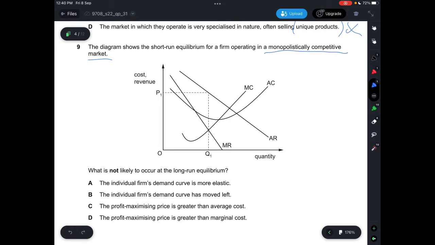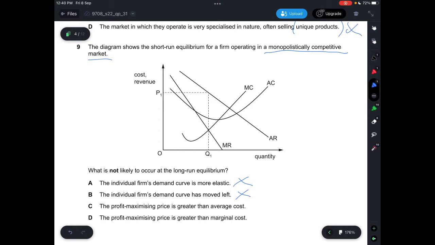So 9, A, it says the individual's firm demand curve is more elastic. In the long run, it will be more elastic, which is correct. And B, the individual firm's demand curve has moved left. This is possible because of monopolistic competition. Maybe for some firms, they will have a decrease in demand.